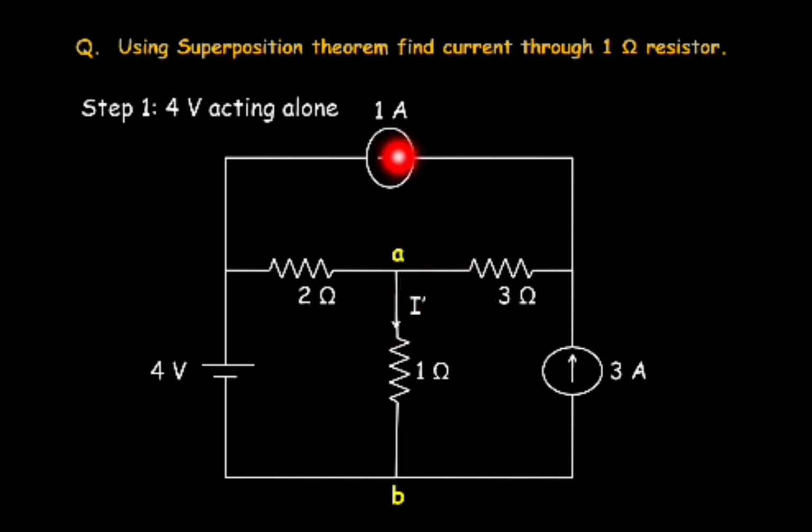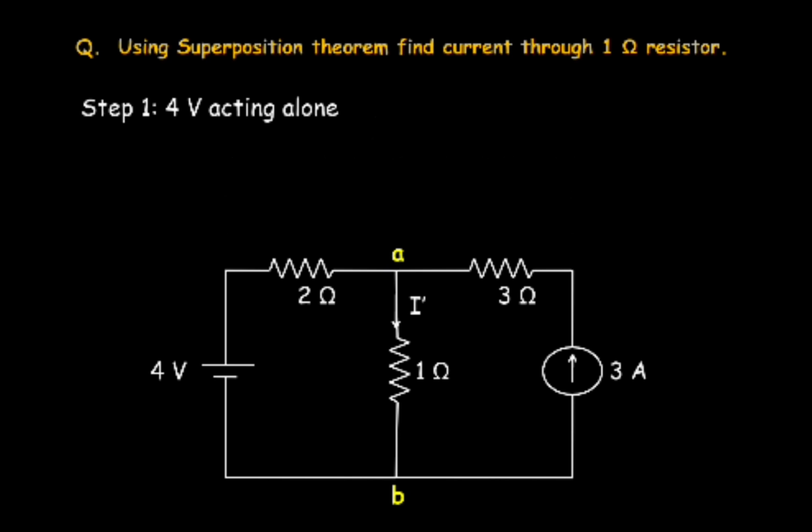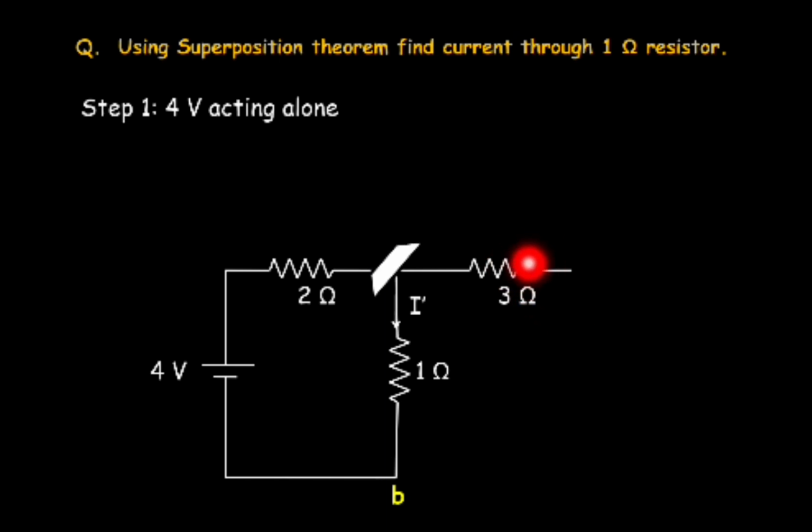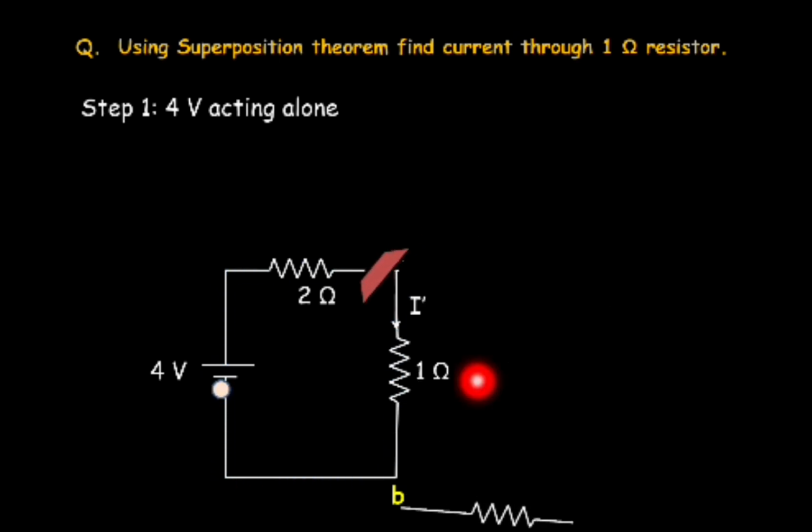So let us deactivate this 1 ampere current source. It will be open circuited because it is a current source. This 3 ampere will also be open circuited because it's a current source. Now this wire is no longer needed in the circuit, so we can cut it. So this wire can be removed. Similarly, this 3 ohm resistor is also no longer in the circuit, so it can also be cut from this point.